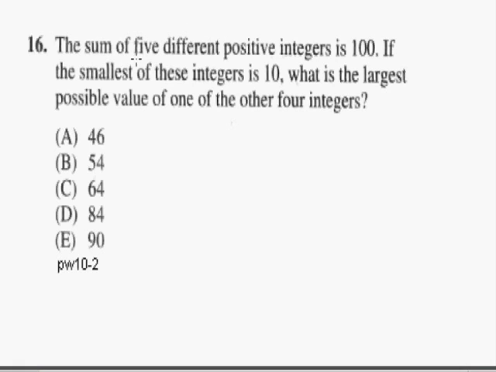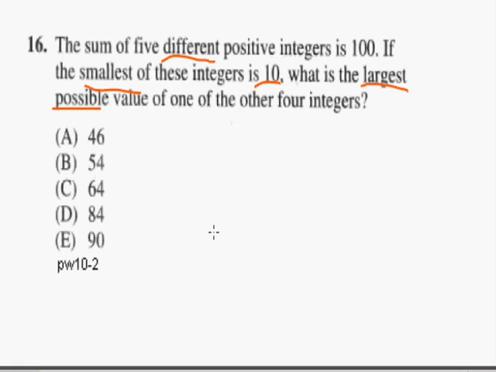The sum of five different positive integers is 100. If the smallest of these integers is 10, what is the largest possible value of one of the other four integers? Okay, so we're reading this question and we're going to try to set up a way to solve it.